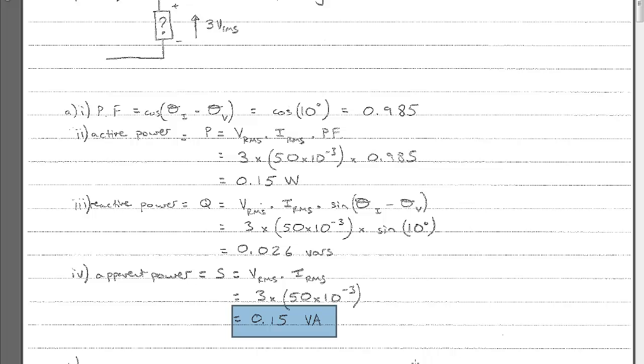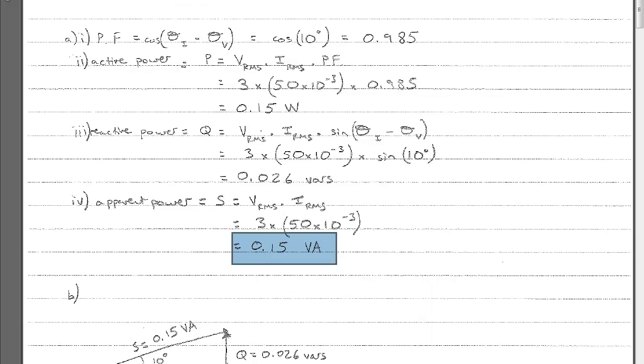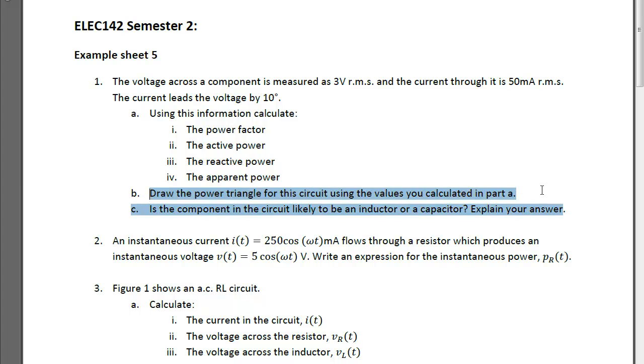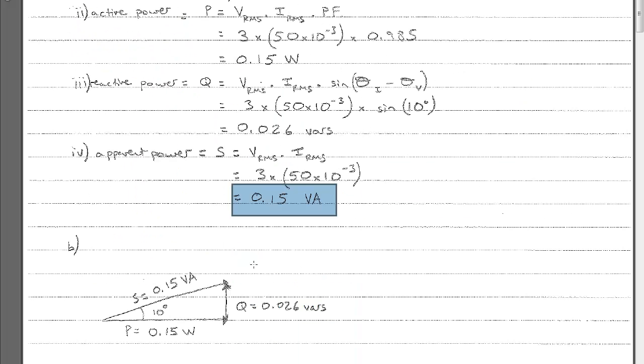That's part A done. Next up, part B, you are asked to draw the power triangle for this circuit using the values we've just worked out. So this is just a case of sketching that triangle and labelling the sides. If you can, please try and give it a little bit of scale. Q is small compared to P, so don't draw it so Q is absolutely massive. It gives you a bit of indication of scale, and I've also marked the power factor angle on here as 10 degrees. You don't have to draw that, you're just asked for the sides, but it helps to work things out. So that was part B.